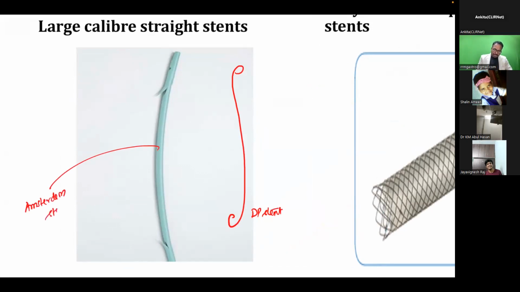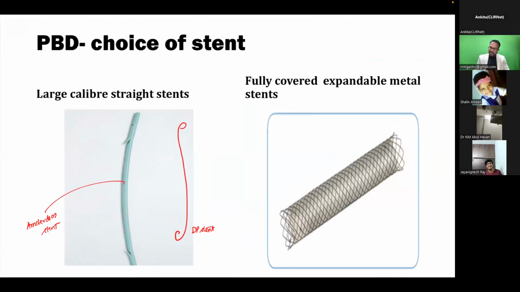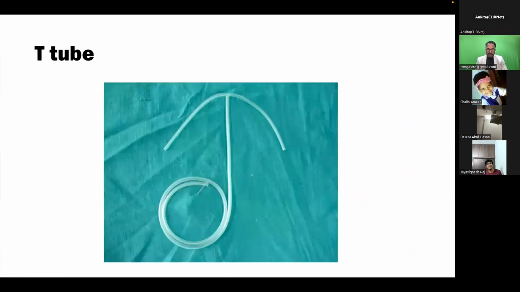Amsterdam stent. Some people also, if it is a cancer, they will keep a metallic stent. Permanent metallic stent also can be kept. This is a self-expanding metallic stent. So when they are doing a procedure, at that time when they are seeing a cancer, they will put a self-expanding metallic stent also. There are multiple methods available.